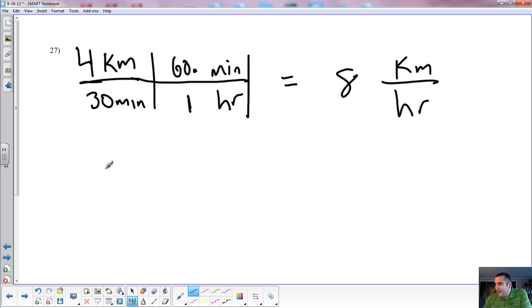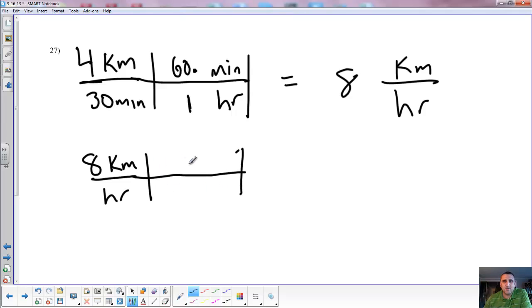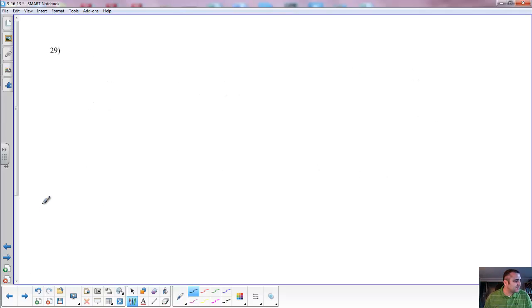For part B, calculate the distance in kilometers that Charlie could run if he maintains that average speed for an hour. So now 8 kilometers per hour times 1 hour. The hours will cancel. I am left with an answer in just kilometers. And the answer is 8 times 1 divided by 1 is 8. So if you run 8 kilometers per hour for an hour, you'll go 8 kilometers. So there you go. 29.